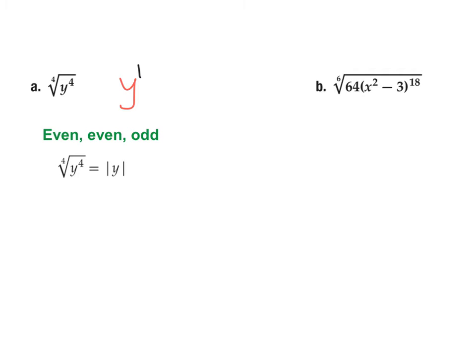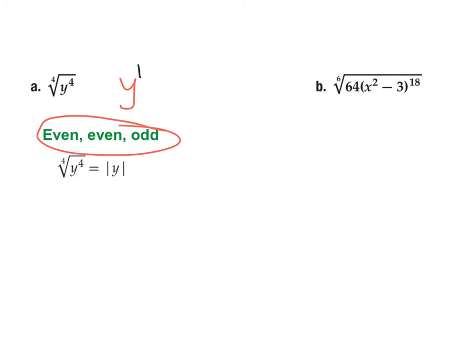We just don't know if y is negative or positive. So when I have this even, odd situation, the part that is affected by it, even index, even power inside, odd power is my answer, then we just put the absolute value around that answer part, and it only applies to variables, to make sure that our answer could never be negative.